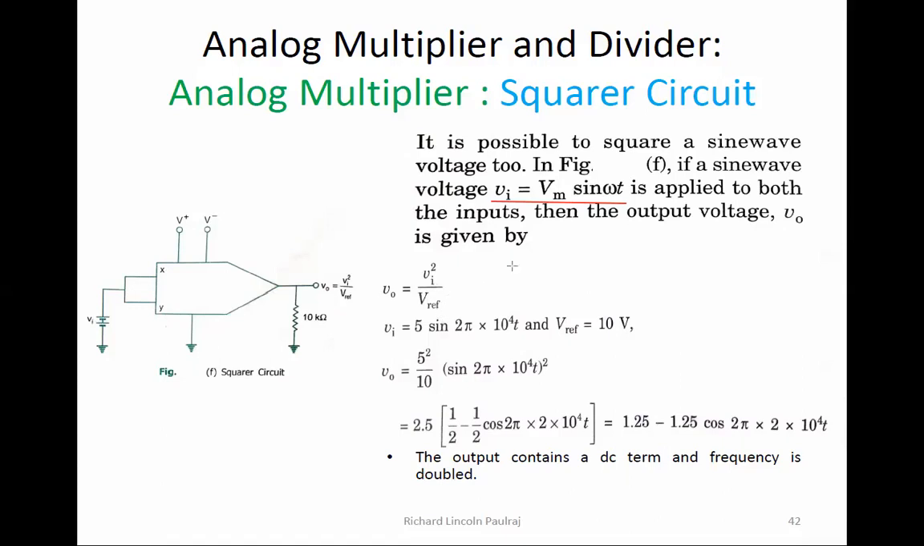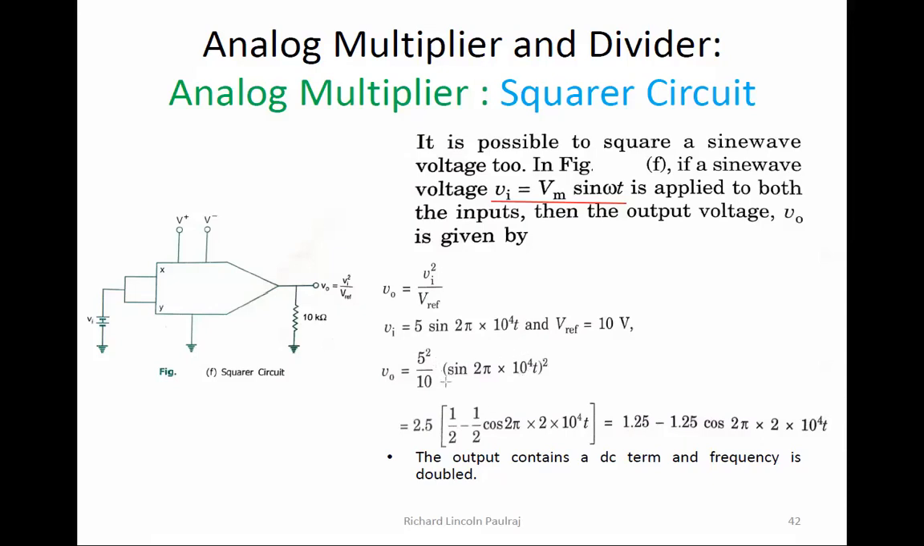Now I'm going to substitute these values here. Vi is equal to Vm sine omega t, and we're going to take V reference as 10 volts as usual. So V0 is equal to Vi square divided by V reference. I'm going to take this form here: 5 sine 2 pi into 10 raised to 4 t as my input voltage. So 5 square, then sine 2 pi into 10 raised to 4 t whole square. 5 square gives me 25, divided by 10 is 2.5.